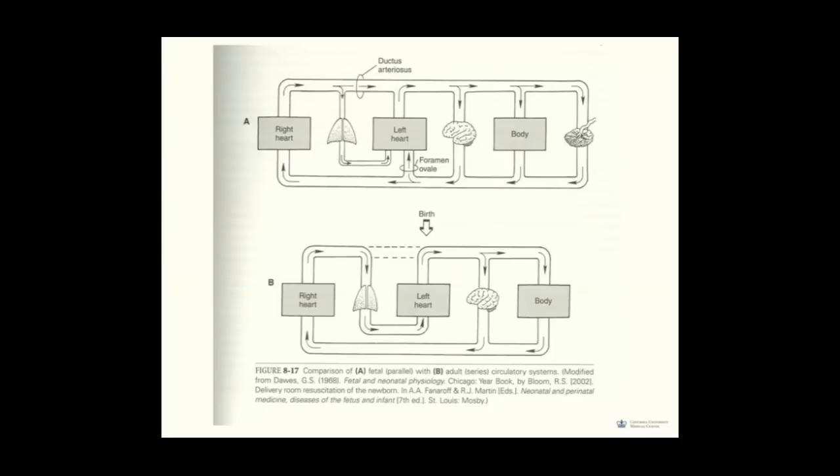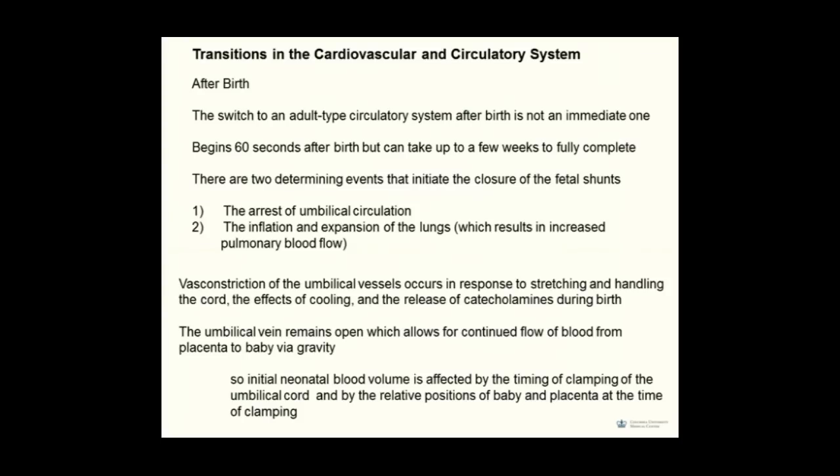So what creates these changes at birth? The switch to an adult style circulatory system at birth is not an immediate one. It doesn't happen right away. It begins around 60 seconds after birth, but it can take up to a few weeks to be fully complete.